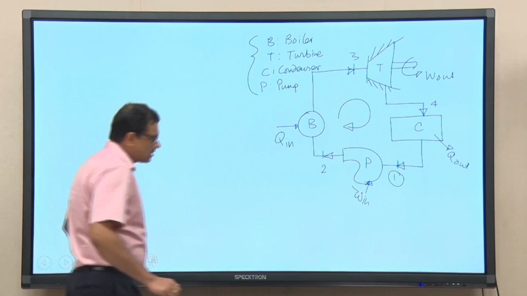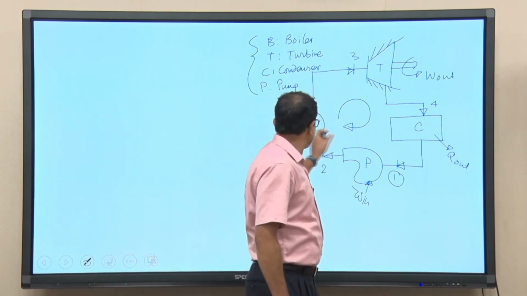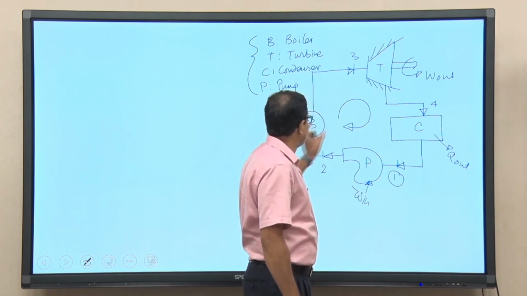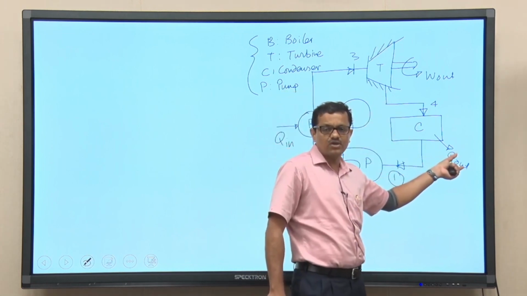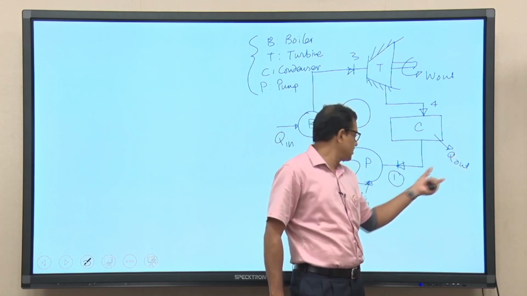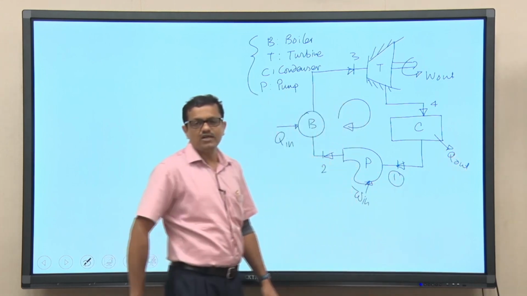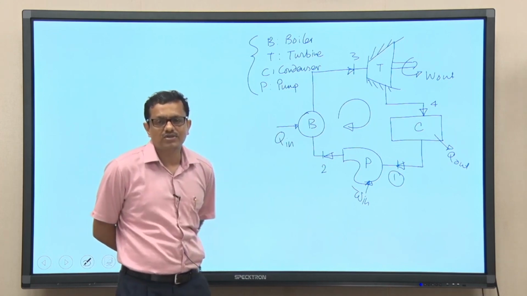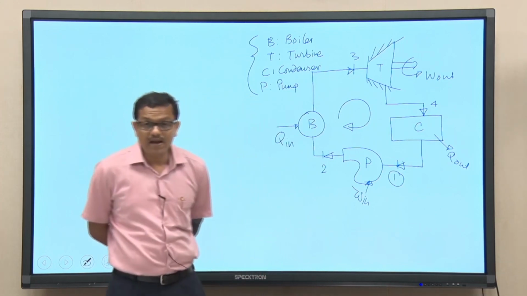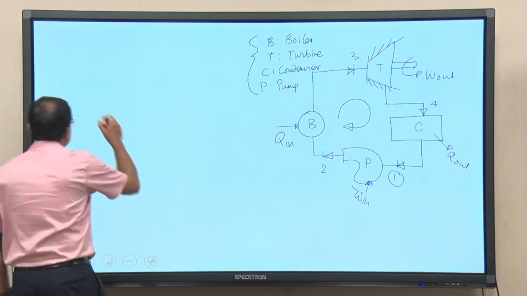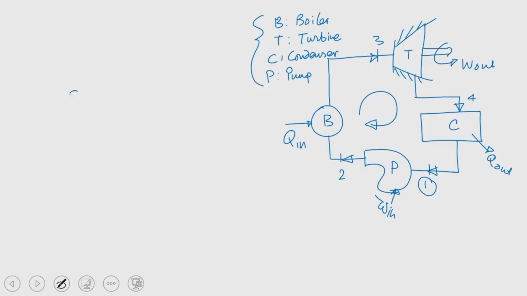So, till now we have discussed the mathematical expression of Q in, W out, and in a similar way you can also calculate Q out. I am not going to discuss that. So, what about W in? To do that we need to understand a little bit about the second law applied to the flow process.